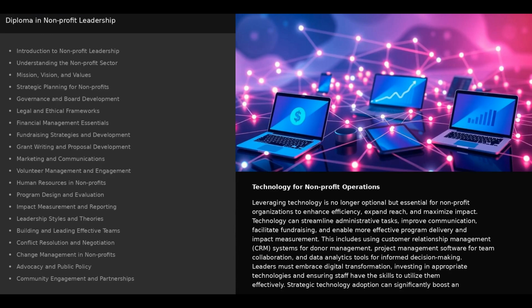This includes using customer relationship management (CRM) systems for donor management, project management software for team collaboration, and data analytics tools for informed decision-making. Leaders must embrace digital transformation, investing in appropriate technologies, and ensuring staff have the skills to utilize them effectively. Strategic technology adoption can significantly boost an organization's operational capacity and effectiveness.